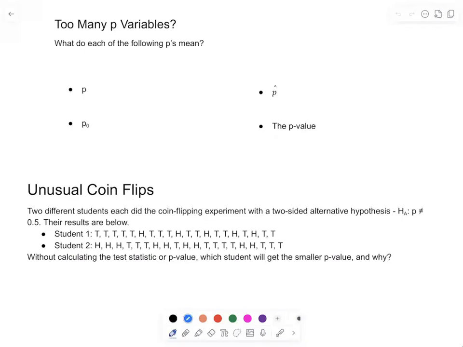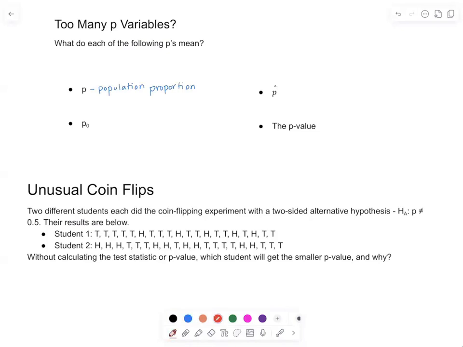Before we get going with today's new material, I just want to go over all of the p variables, because we have p meaning a whole variety of things here. So first, we have p and p hat, and we've talked about these before. P is the population proportion. So that's the proportion for the whole group.